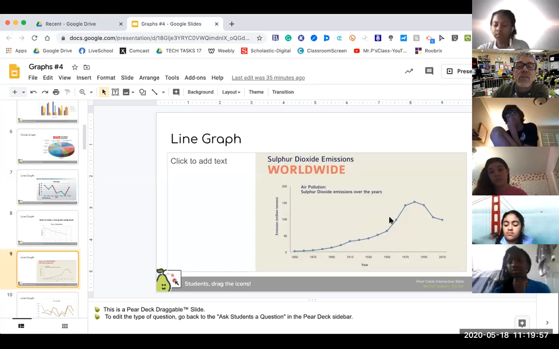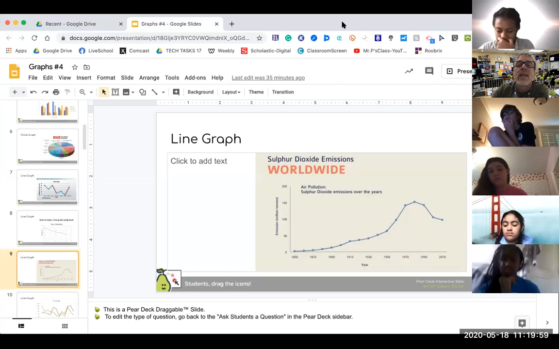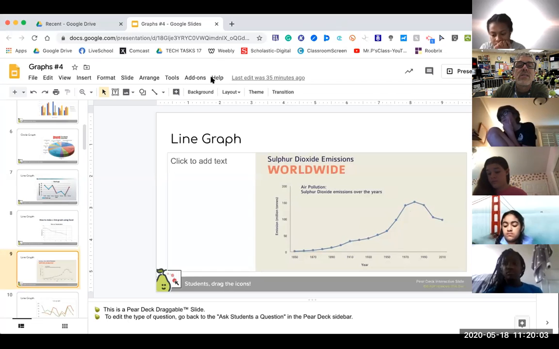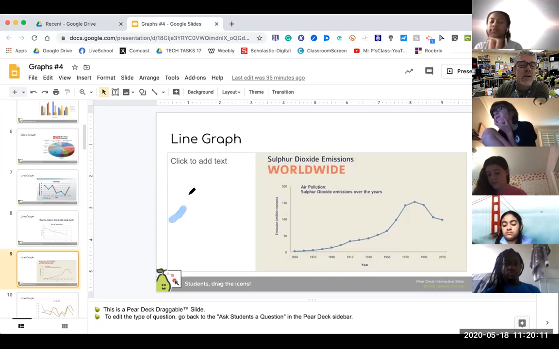So a bell curve is where, let me see if I can annotate that. A bell curve is this. So this would be a bell curve, right? All right, that's a bell curve.